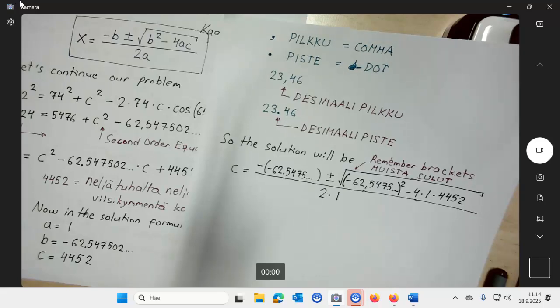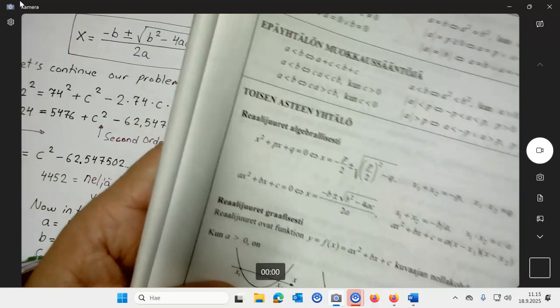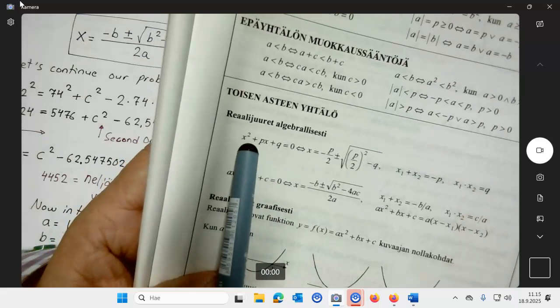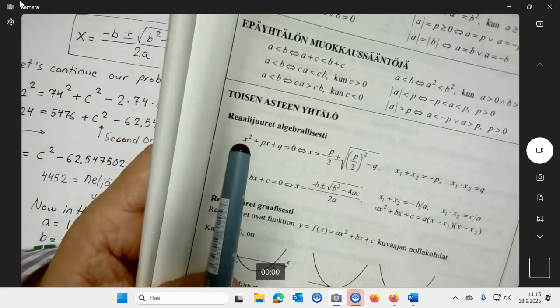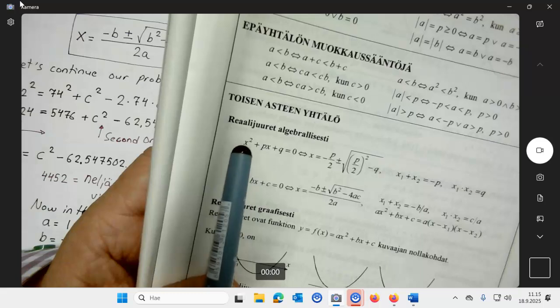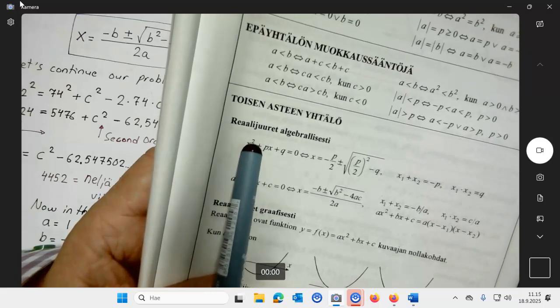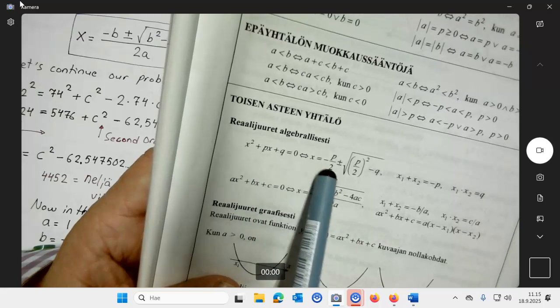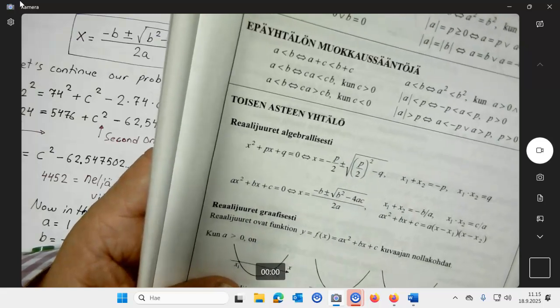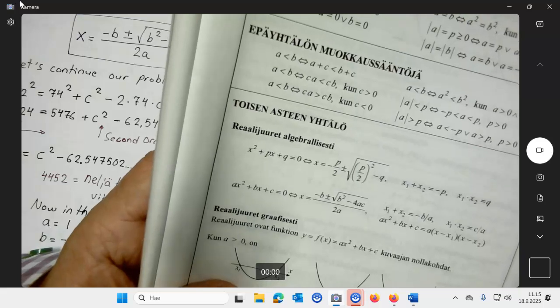Actually, in this book, and also I think in many other books, there is another formula for a case where the number in front of this squared term is 1. So this is 1 times x squared. Then the formula would be this kind. But actually I don't use this.